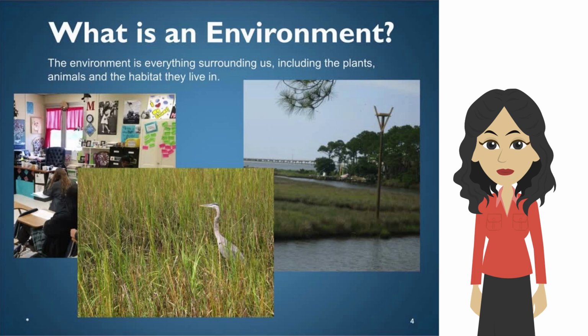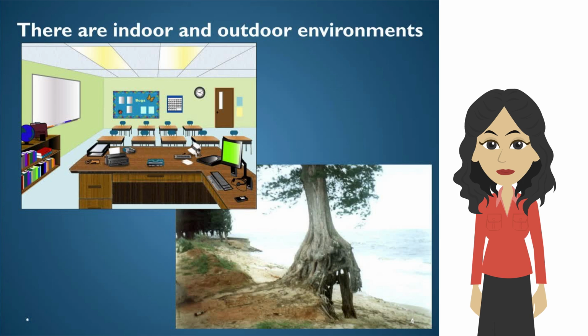An environment is everything surrounding us, and that includes the plants, animals, and the habitats that they live in. You already know about the difference between indoor environments and outdoor environments. The classroom here on the left is an example of an indoor environment. In the picture on the right, you can see a tree next to the water. This is an outdoor environment.